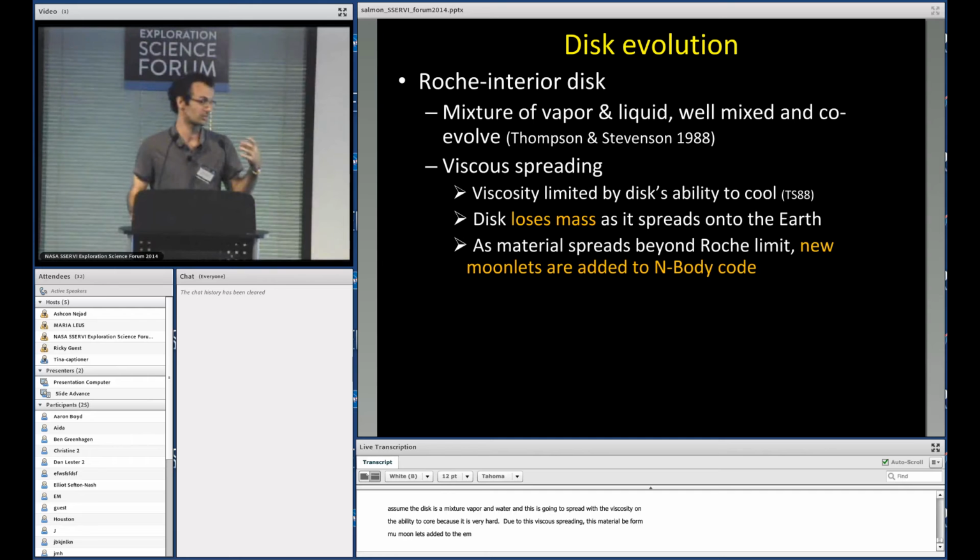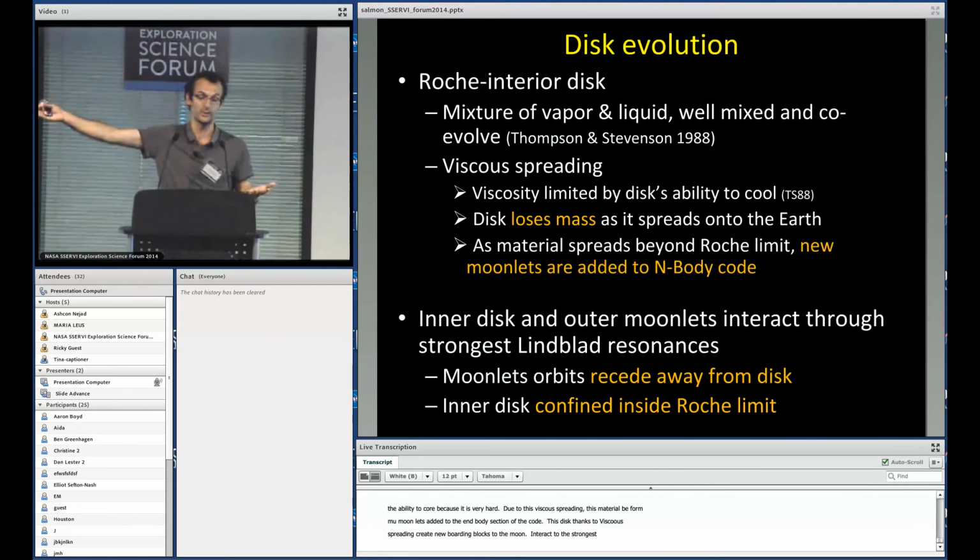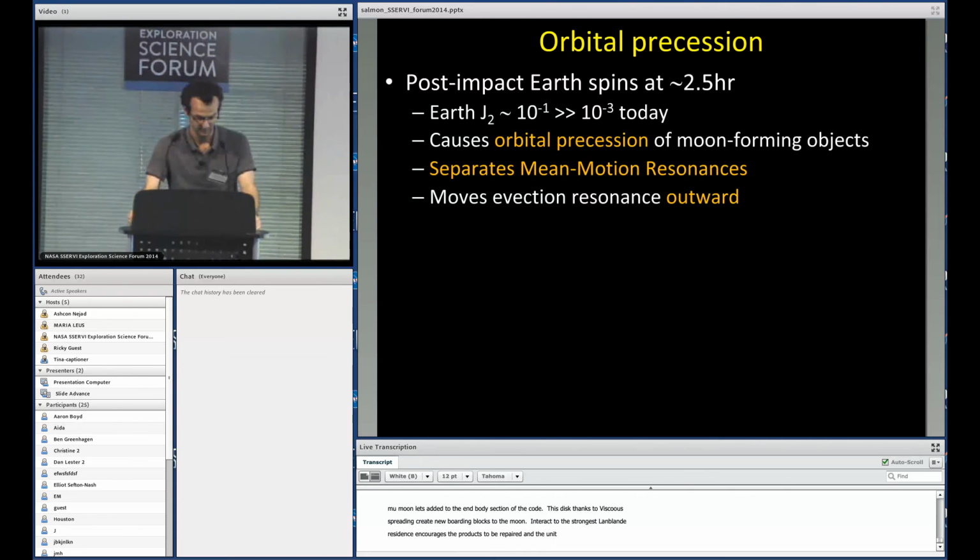So basically, this disk is going to, thanks to viscous spreading, produce new building blocks to create the moon. As I mentioned, the inner disk and outer moonlets interact through the strongest Lindblad resonance, which causes the outer objects to be repelled and go farther away from the disk, while the inner disk is going to be confined inside the Roche limit.